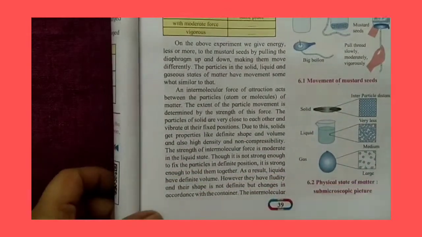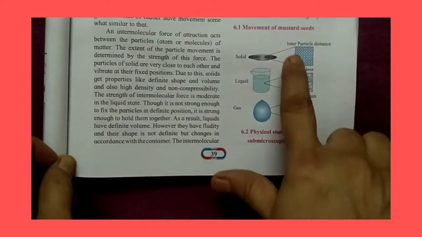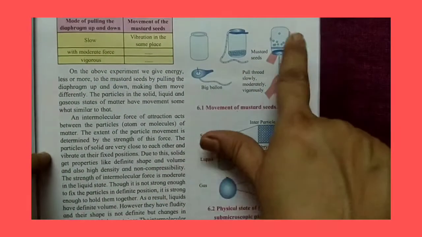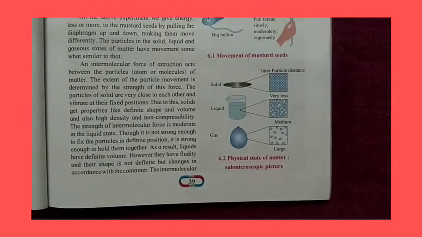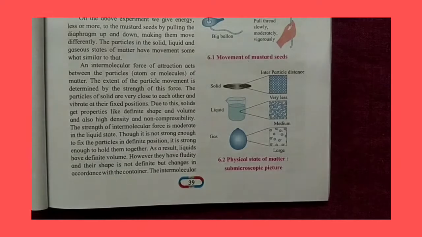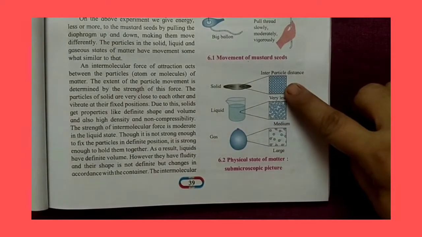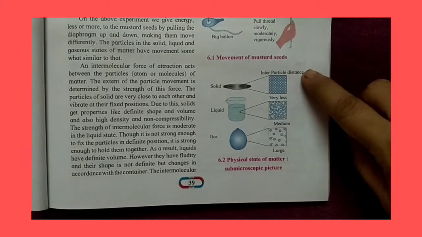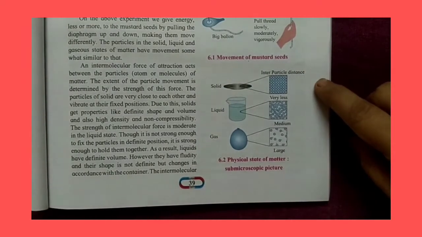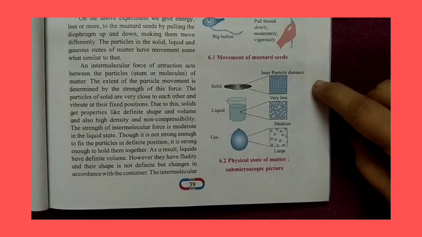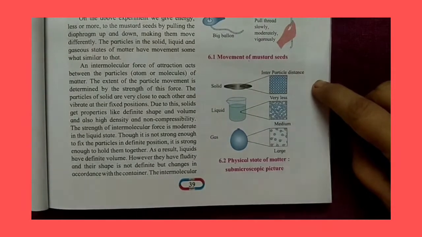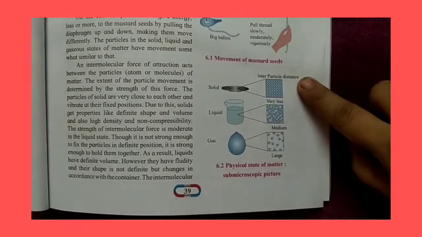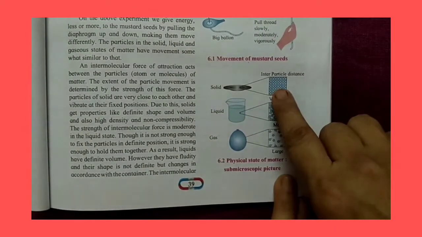Now let us see what happens. Movement of mustard seeds we have seen in the experiment. Now actually what happens inside anything when it is a liquid, when it is a solid and when it is a gas? All the solids, all the liquids and all the gases are made of very small particles which are inside, those are atoms. Now these atoms are very near to each other. In case of a solid, as you can see, they are very near.